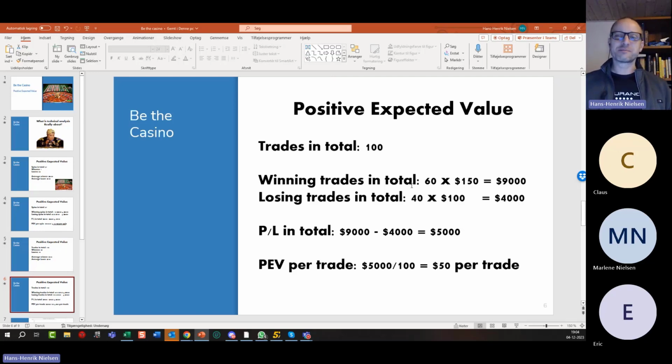That is what tonight is about, how to build an edge. All right. The positive expected value, and I'll do this short, I promise you. Don't get scared away by the math here.